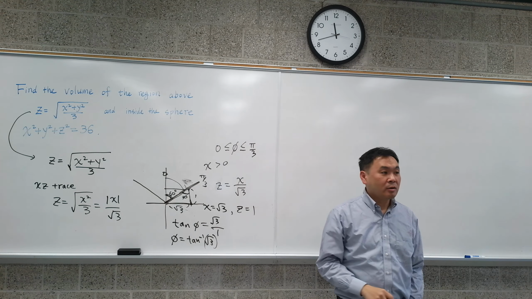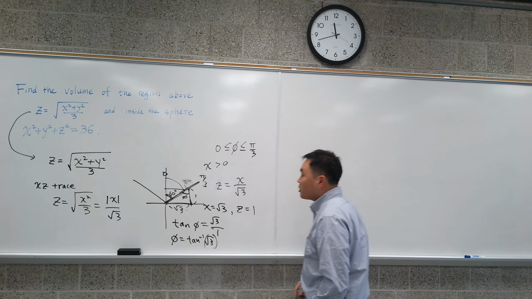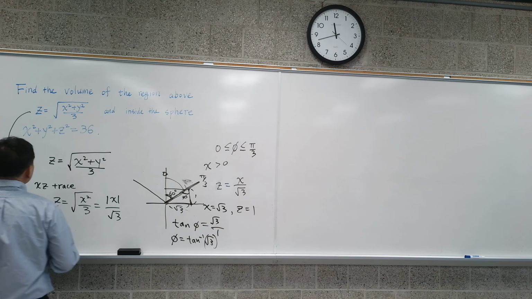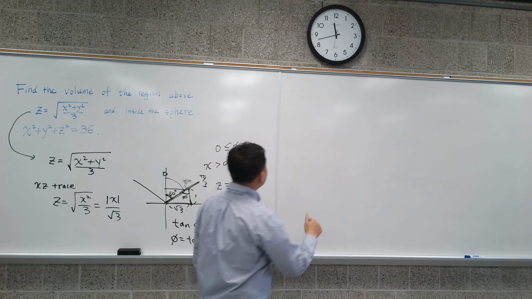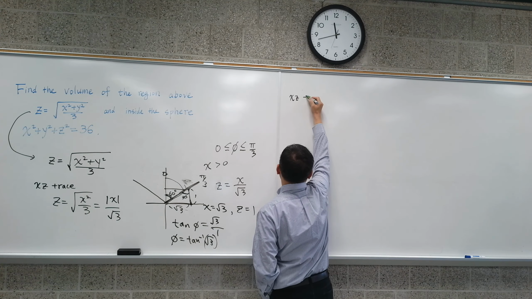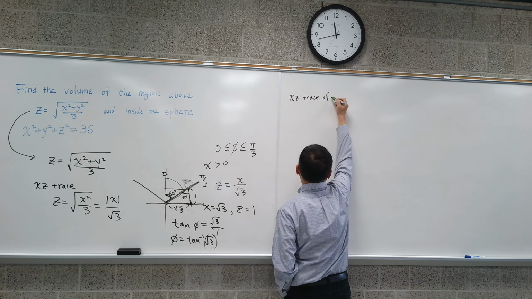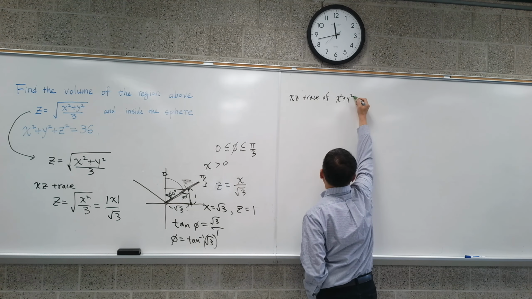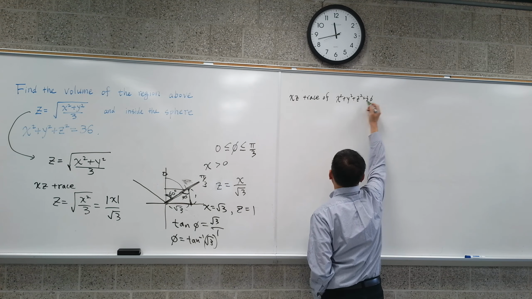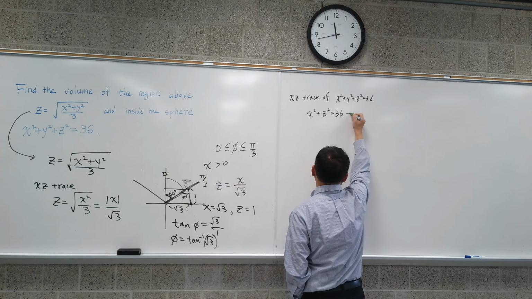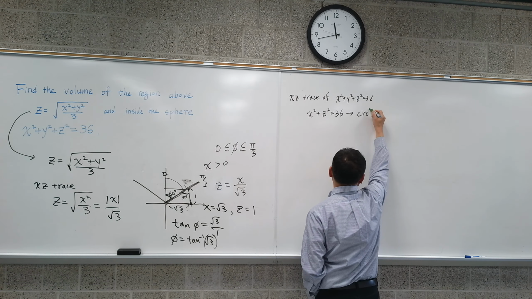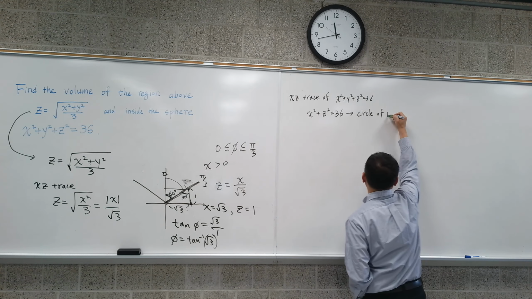Okay. All right. Now, what would you get if you overlaid this one on this picture by also taking the xz trace for this one? So, what is the xz trace of x squared plus y squared plus z squared equals 36? Well, that's going to be x squared plus z squared equals 36, which is a circle of radius, what? Circle of radius? 6.